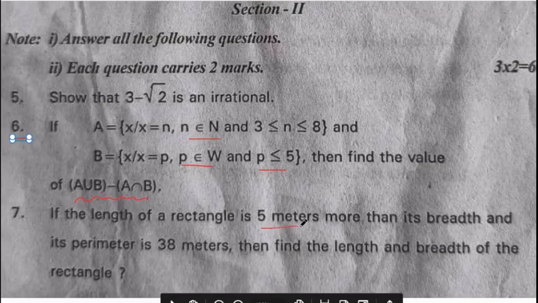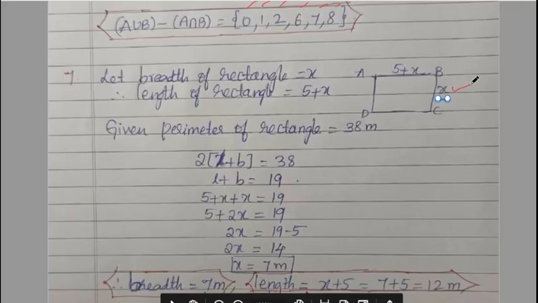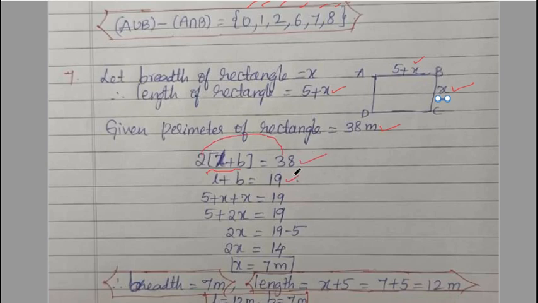If the length of a rectangle is 5 meters more than its breadth and perimeter is 38 meters, then find the length and breadth of the rectangle. Breadth is x, obviously length will become 5 plus x because length is 5 more than the breadth. So perimeter of rectangle is given as 38. We know the formula for perimeter of rectangle, that is 2 into (L plus B) is equal to 38. L plus B will become 38 by 2, which is 19.